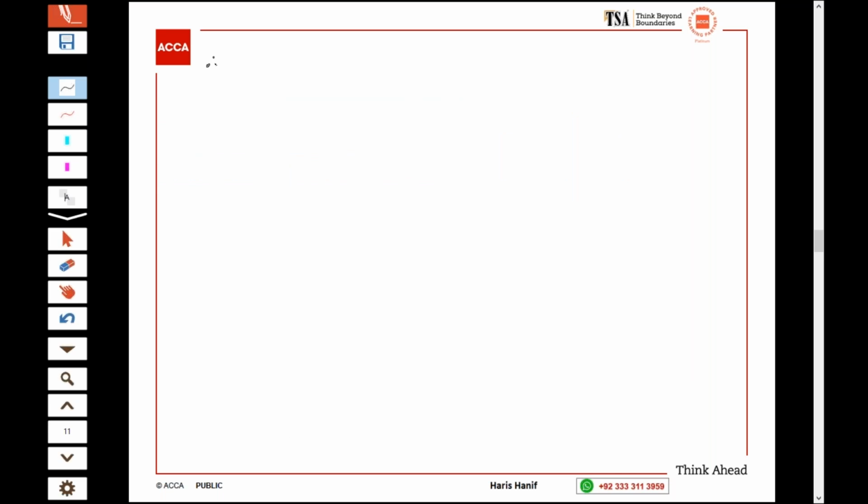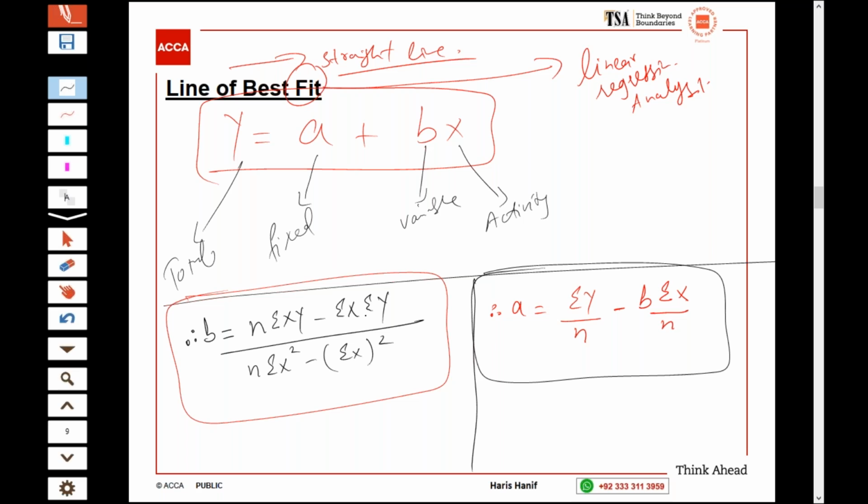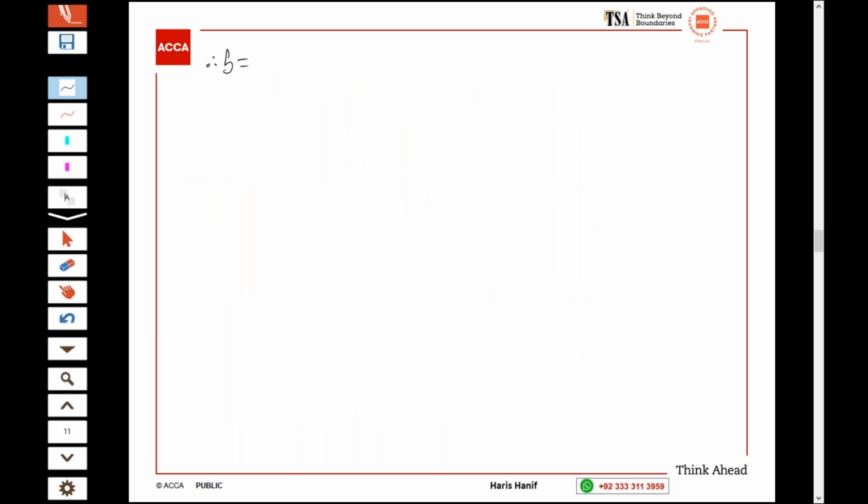First of all, we will be calculating b, and this is the question. Now what was the formula of b? This is the formula of b, and this is the formula of a. I'm writing the formula again for b. That is n xy minus summation of x summation of y, upon n summation of x square minus summation of x the whole square. And how will you be calculating the b?